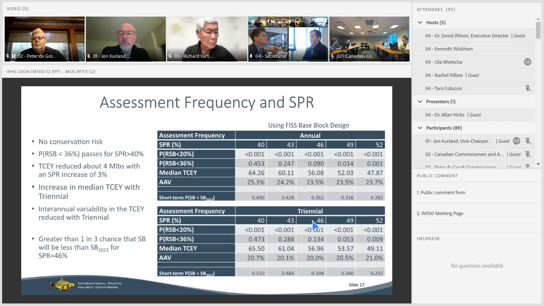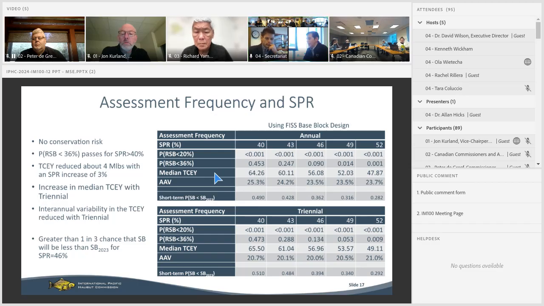Okay, so this is how we typically present the MSE results in a table with the different performance metrics associated with those 4 different objectives. I'll walk through this table to familiarize yourself with it again. We have going down the rows here, the performance metrics associated with the different objectives. And this is in priority order. So starting at the top, maintaining the stock above 20%. So this is the probability the stock is less than 20%. So we want that number to be small. This is the probability that the relative spawning biomass is less than 36%. So we want that number to be less than 50% or 0.5.